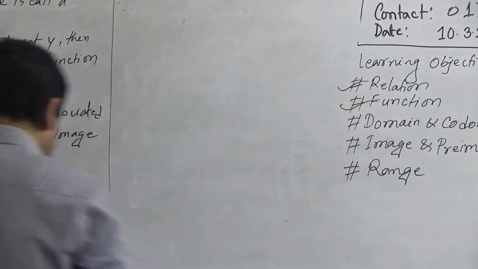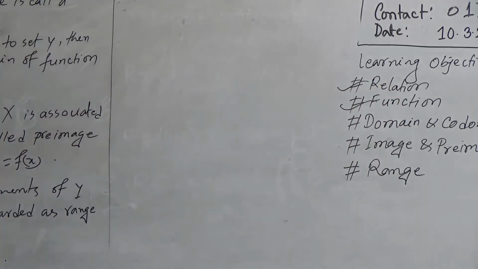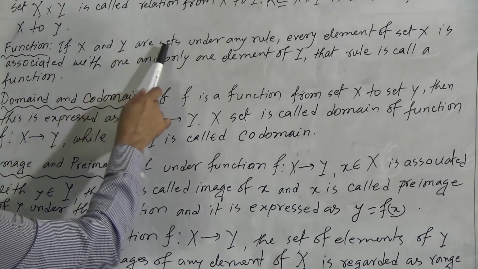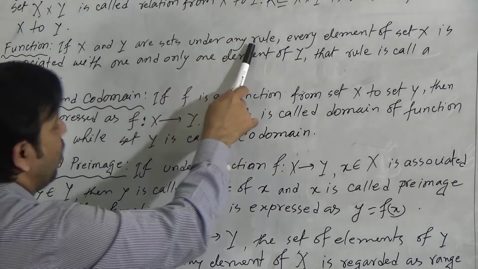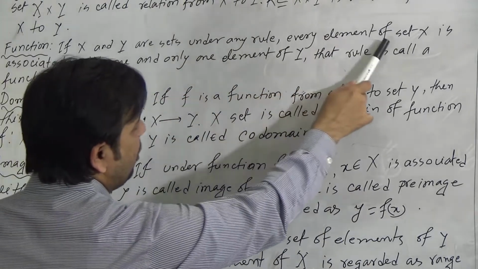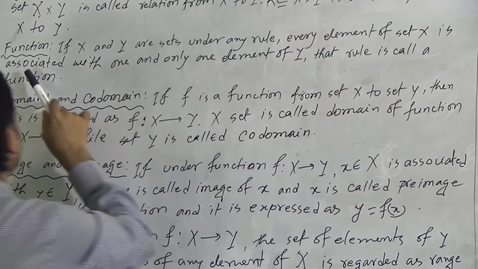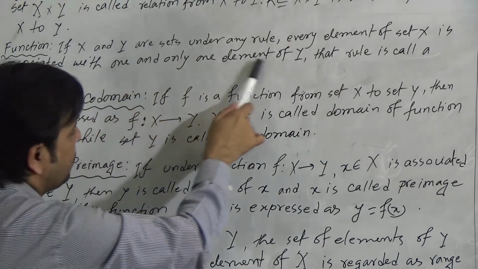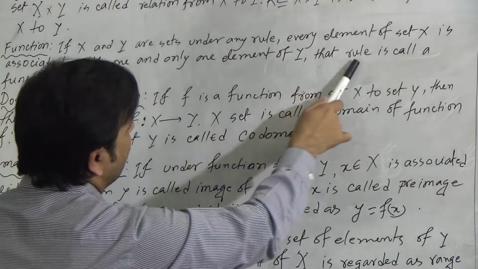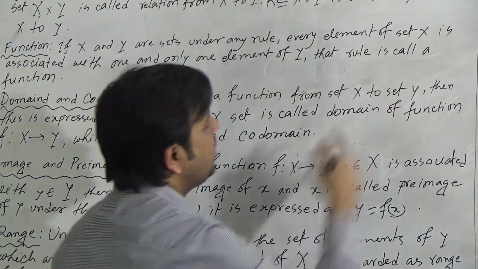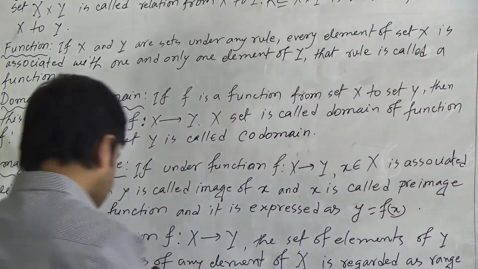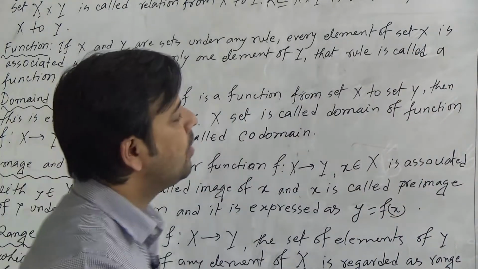So at first we have to know what is a function. Let us see the definition. If X and Y are sets, under any rule, every element of set X is associated with one and only one element of Y. That rule is called a function.